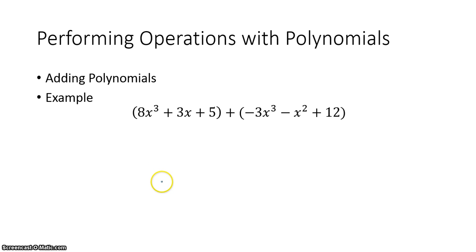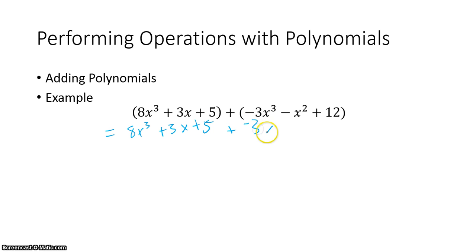So here are two polynomials, 8x cubed plus 3x plus 5 plus the quantity minus 3x cubed minus x squared plus 12. Notice how each of these individually are polynomials. So this is a polynomial, and this is a polynomial. What we're going to be doing is adding those together. So first thing we notice is that we actually don't even need these parentheses. We would need them if there was a negative sign here, if they were being multiplied together, or some other operation was being performed. So let's first write this without the parentheses.